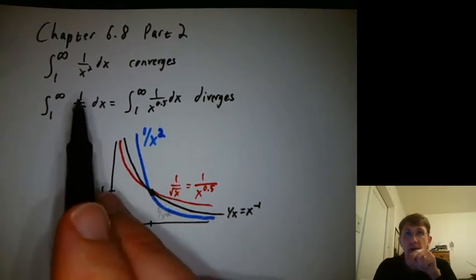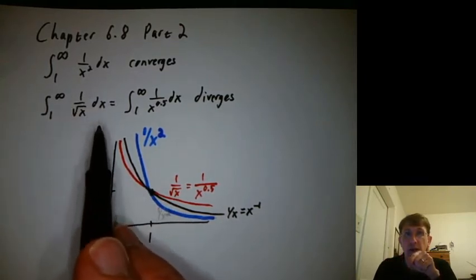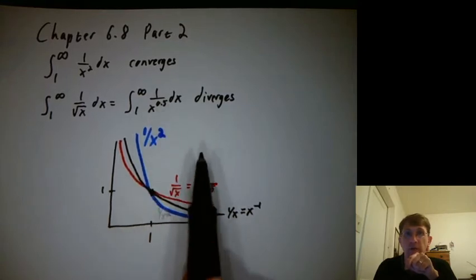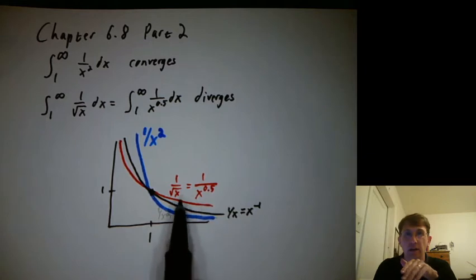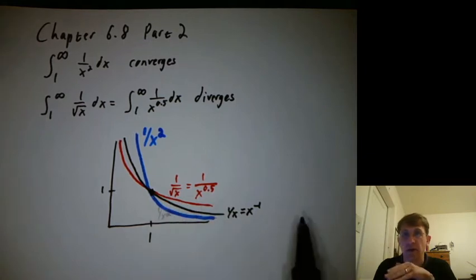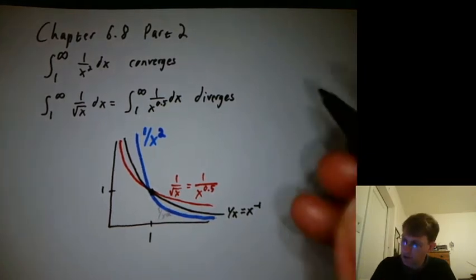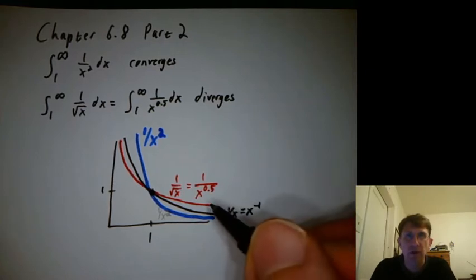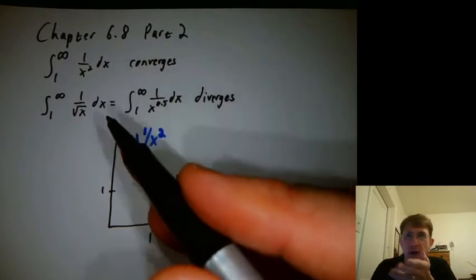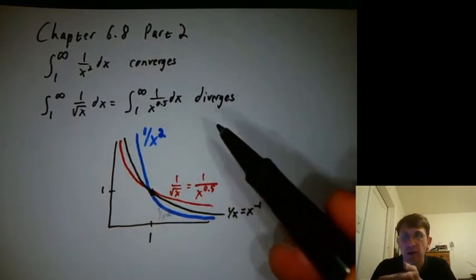We also saw that the integral of 1 over root x, which is also 1 over x to the 0.5, diverged, and that's shown in the red line here. So the area under that red line all the way out to infinity was infinite. So what do we think about this? Can we come up with a rule about when the power is this, then the integral converges or diverges?